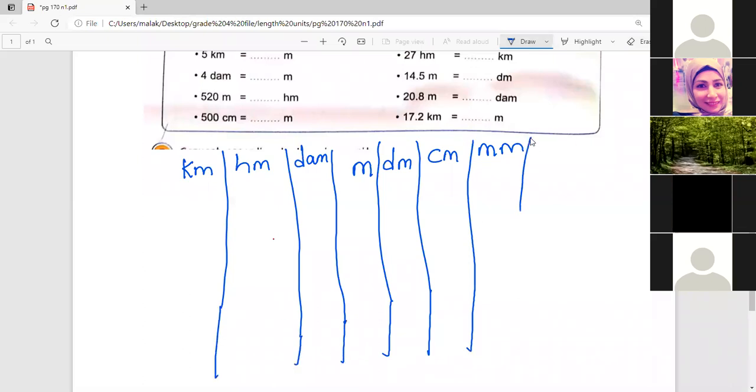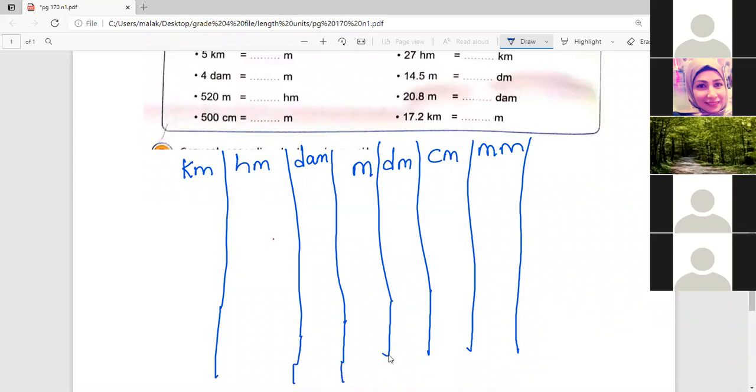This is the vertical line of millimeter. For each unit, the vertical line is on its right side. This is the vertical line of kilo. This one is for hecto. This one for deca, meter, deci, centi, millimeter.